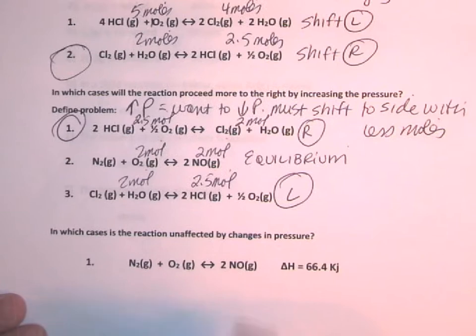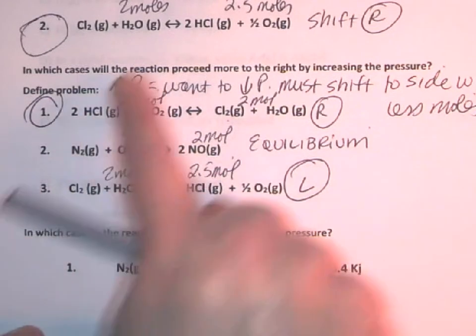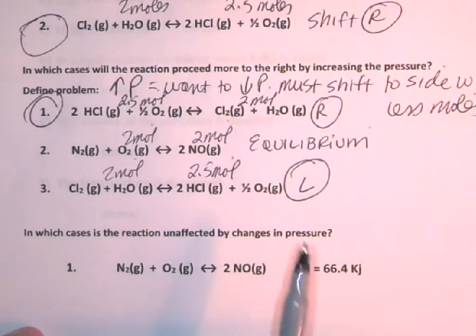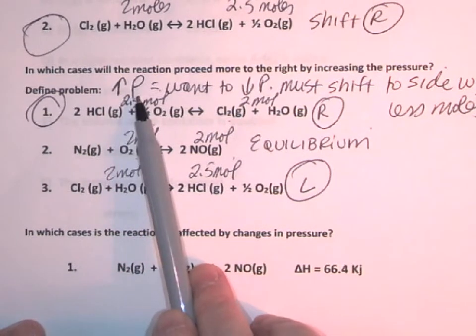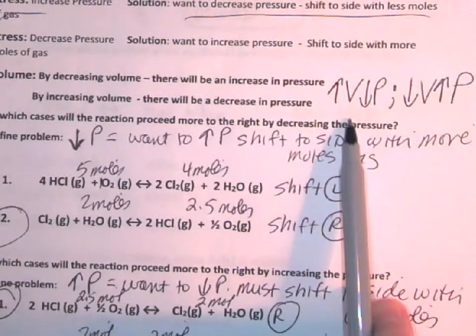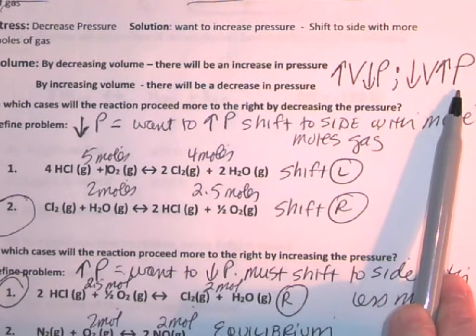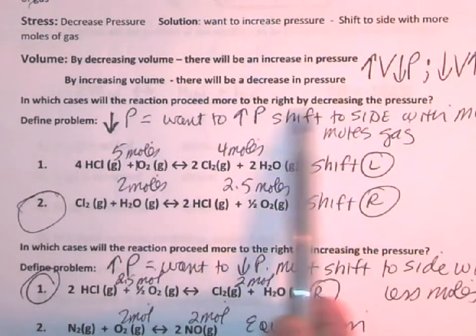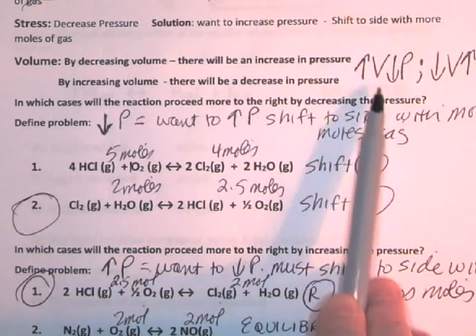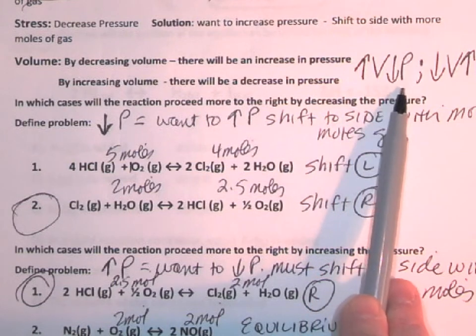This says, in which cases is the reaction unaffected by changes in pressure? And you could easily insert volume in there also. On any of these, you could insert volume. So instead of saying increased pressure is your stress, I could have said decrease volume. If I decrease the volume, I'm doing the same thing as increasing pressure. This one might say decreasing pressure, but I could have also said what happens when you increase volume.